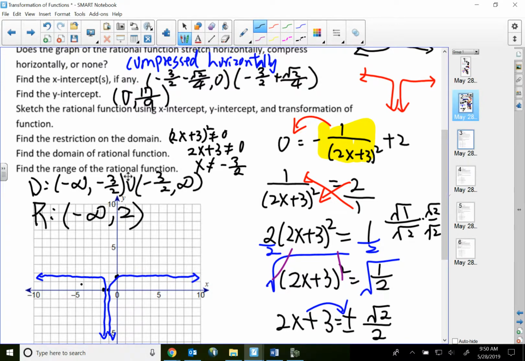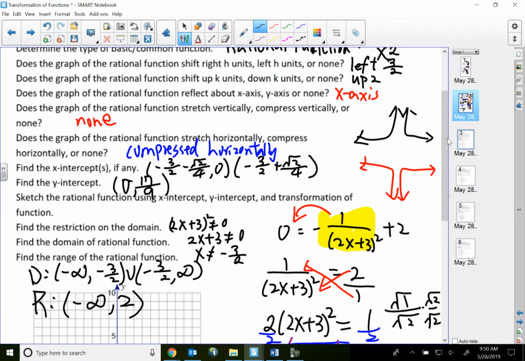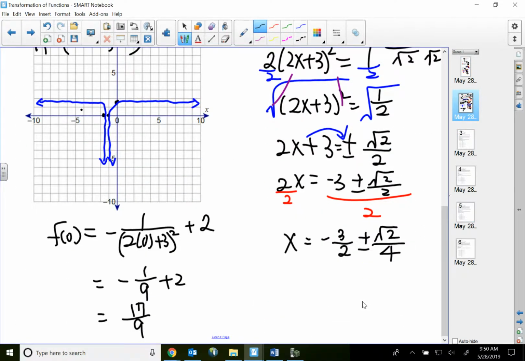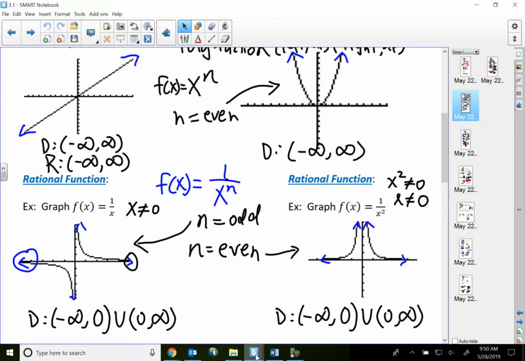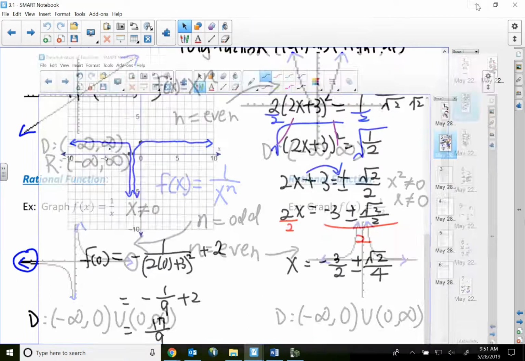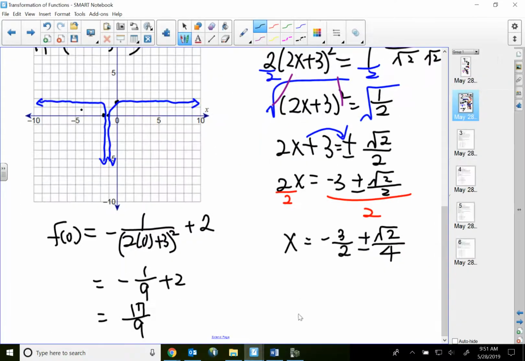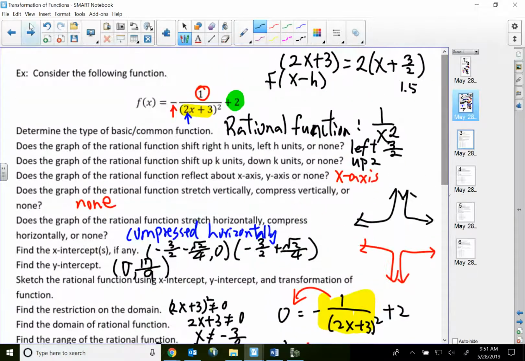All right, let's try another one. I'm just showing you different functions here. It's not letting me change the picture. So I'm going to just pause the video here and make a two-part video for this. All right, thank you for watching.